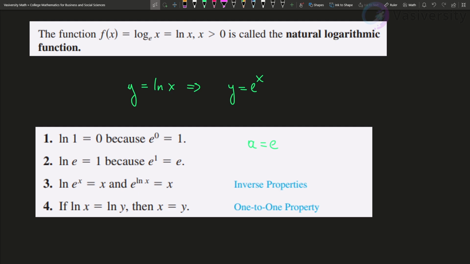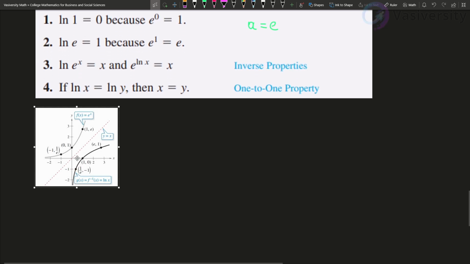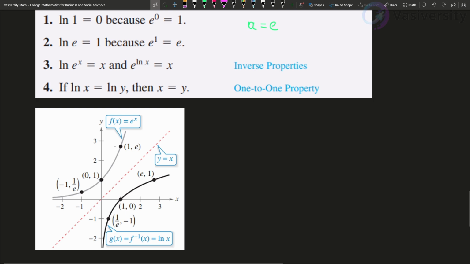So the way the graph looks is essentially no different than the regular log base a. But for the sake of the looks of it, let's go ahead and graph it. So here it is. Here's the exponential e to the power of x, and it's also symmetric about y equal to x. And here is the logarithmic function, g of x equal to the inverse of f of x, which is ln of x.